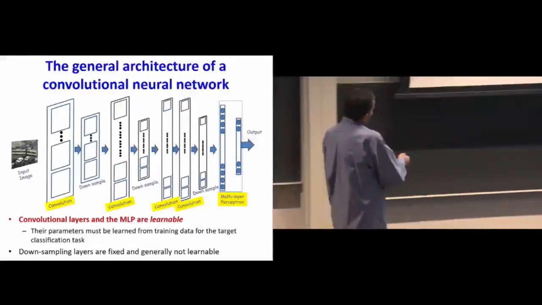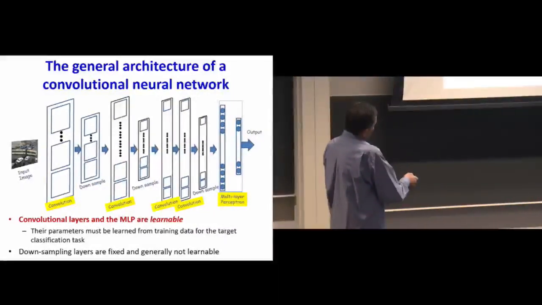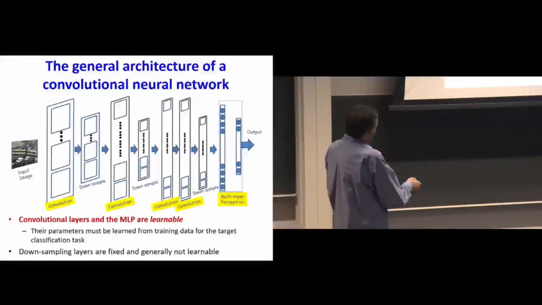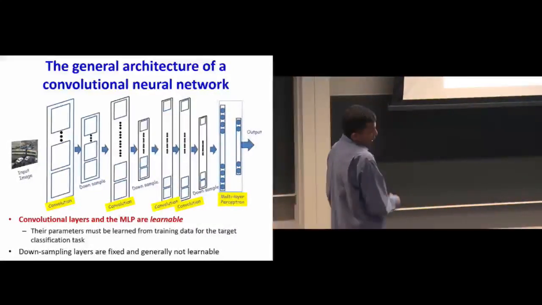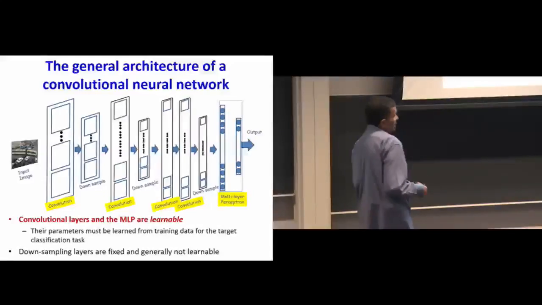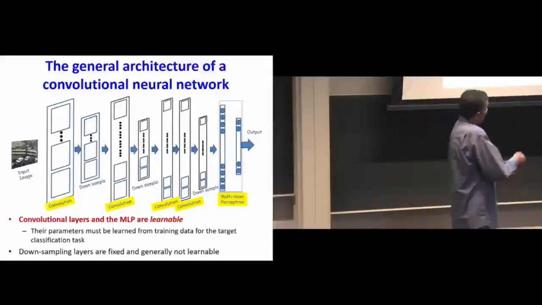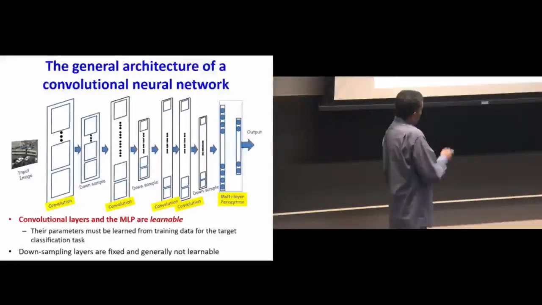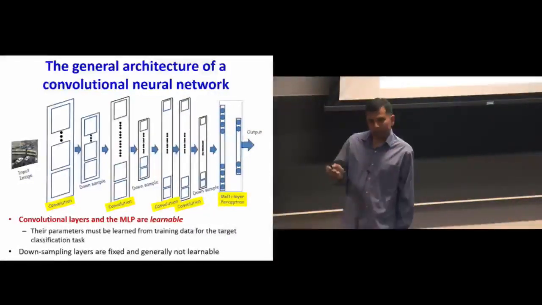So here's how it would be: you'd have convolutions, downsample, convolution, downsample. You could have multiple convolutions following one another, and then more downsample. The convolutional layers and the final MLP are learnable. The downsampling layers are generally not learnable.